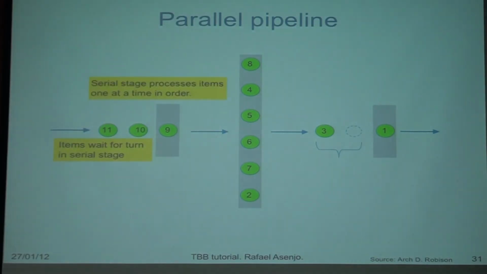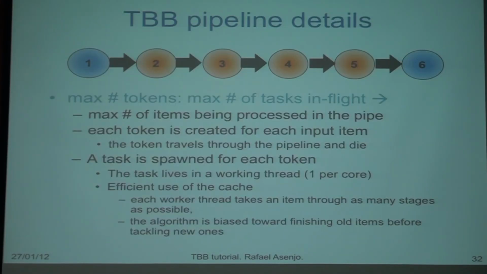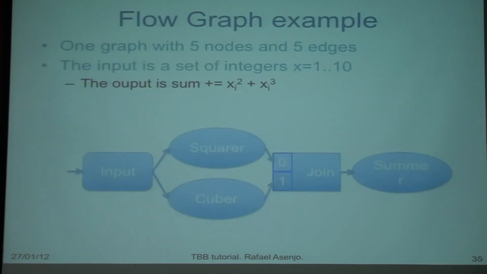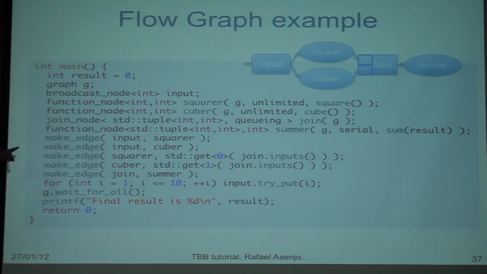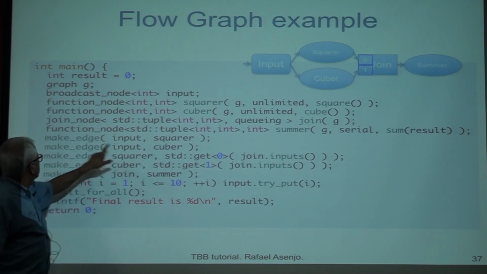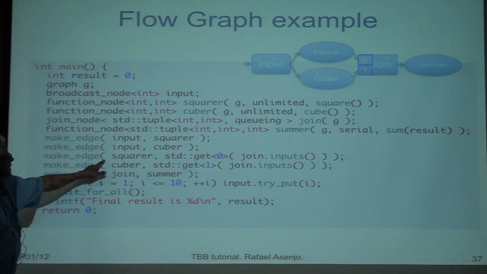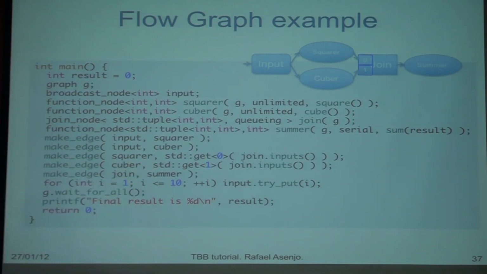Parallel pipeline is available. I'm almost done. Flow graphs are available. So you can have input, squarer, cuber, join, summer. You can literally define this in syntax and throw it into the TBB runtime. It runs it like that. This is how you do it. Make edge. So it's almost like stitching a graph. Make edge between input to squarer, input to cuber, and so on. So you can stitch the functions together, and it becomes a parallelized activity right off the bat.